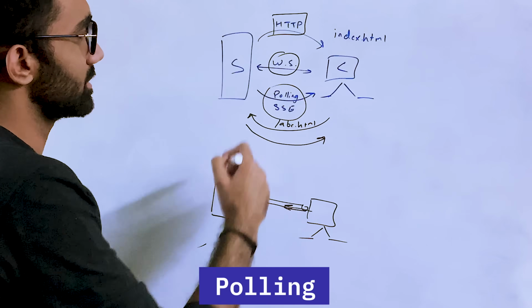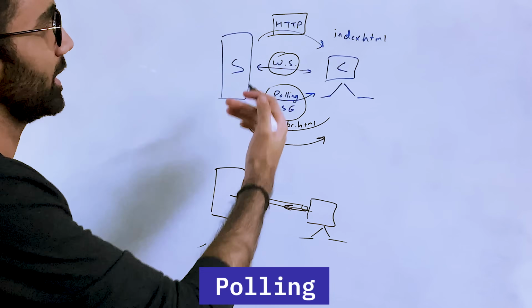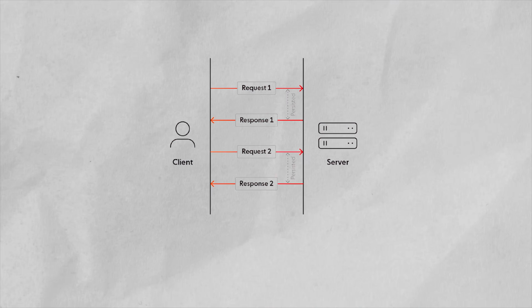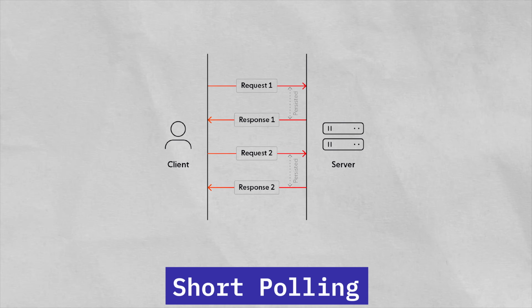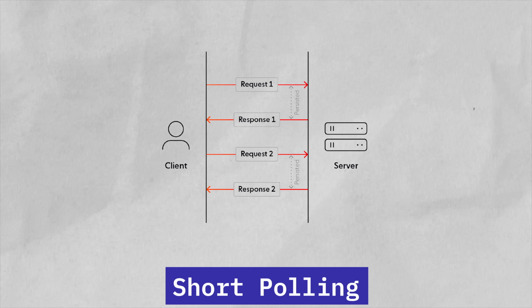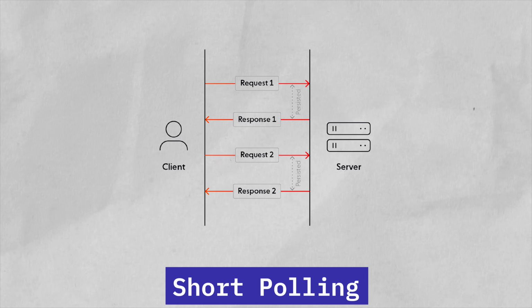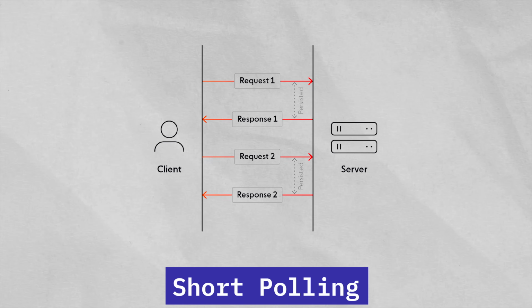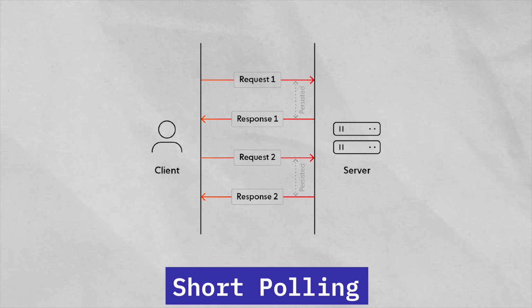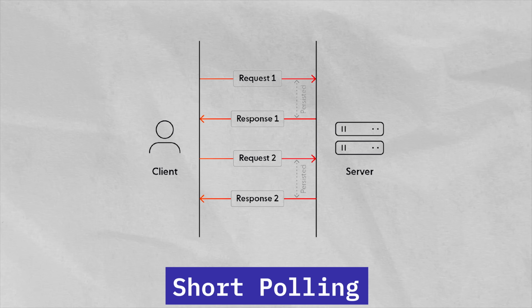Polling, on the other hand, is a hack, or a kind of compromise between HTTP and WebSockets, where the client says, hey, I would just ping the server every once in a while, maybe once every single second or a couple of seconds, and ask the server if there is new information. Then I'm going to do that again and again. So this is polling, or short polling.